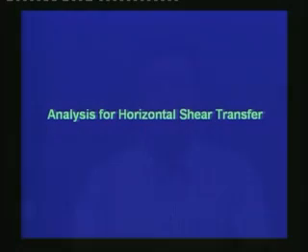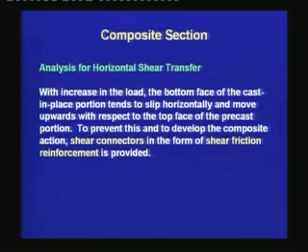Another important consideration for a composite section is the analysis for horizontal shear transfer. With increase in the load, the bottom face of the cast in place portion tends to slip horizontally and move upwards with respect to the top face of the precast portion. To prevent this and to develop the composite action, shear connectors in the form of shear friction reinforcement is provided.